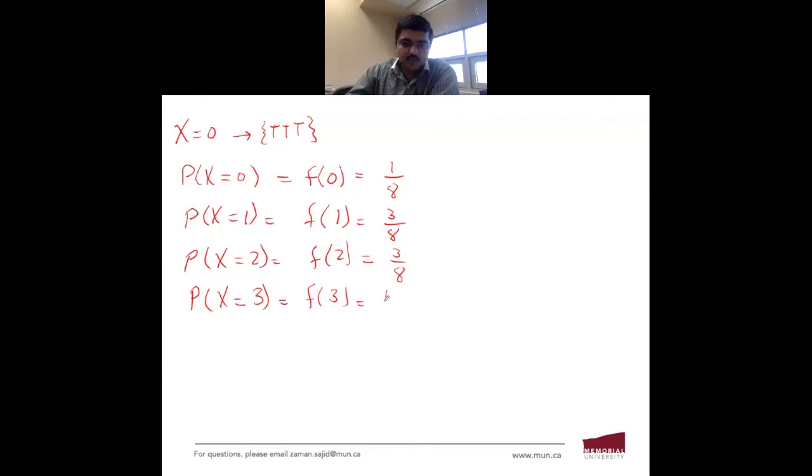And this is equals to 1 by 8. Now the way you represent this is you draw the table actually. So this is my random variable x, and you just draw the line. And you write down your f of x. This is my 0. This is my 1. This is my 2. This is my 3.